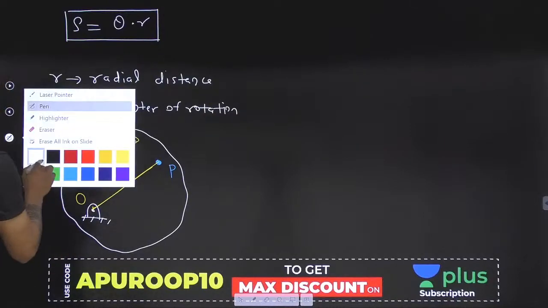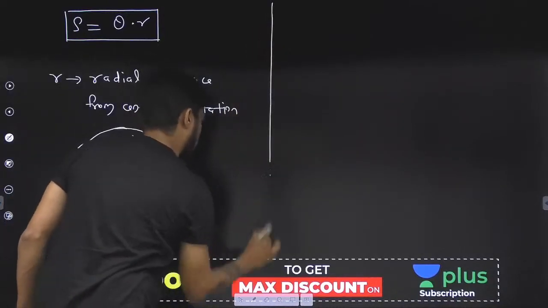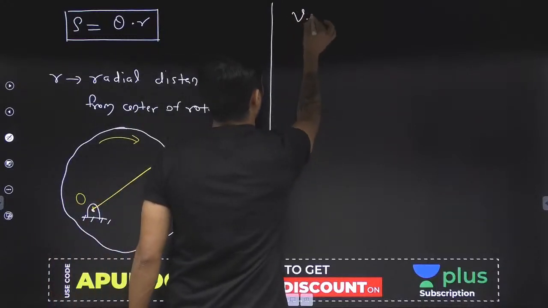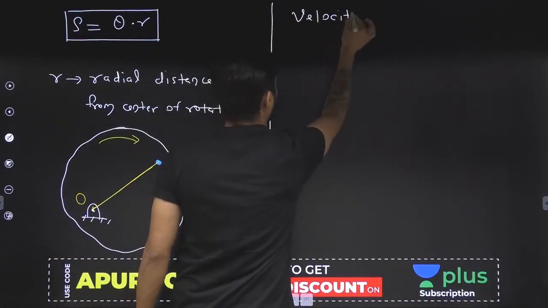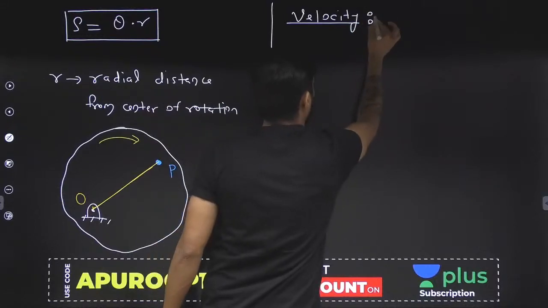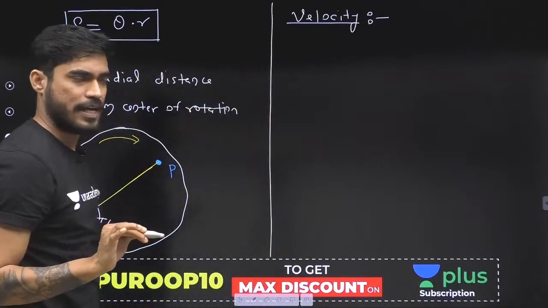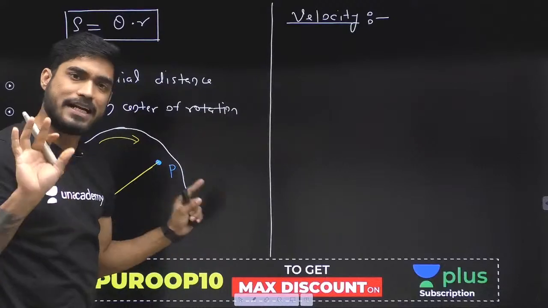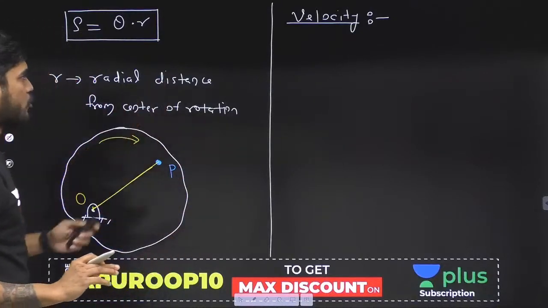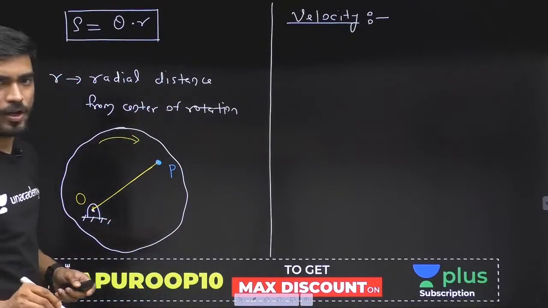Okay. Now velocity. I don't need to write linear. If I am writing velocity, it means by default it is linear velocity. So how to calculate the linear velocity?